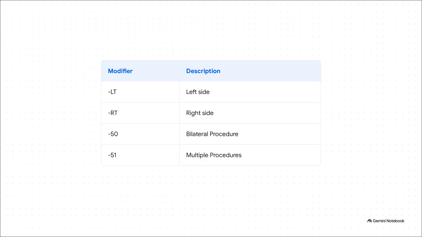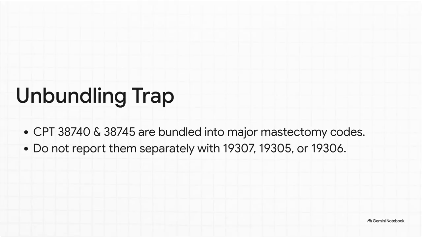On top of that, you're going to rely heavily on modifier 51 when you're reporting mastectomies alongside concurrent autologous or implant-based reconstructions. It's how you signal to the payer that multiple, distinct procedures happened during that same surgical session. Now, please pay very close attention here because this is a massive unbundling trap.